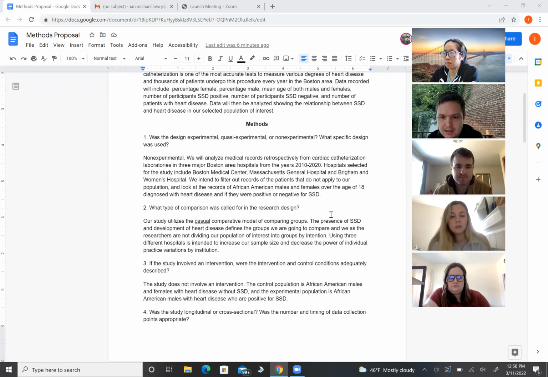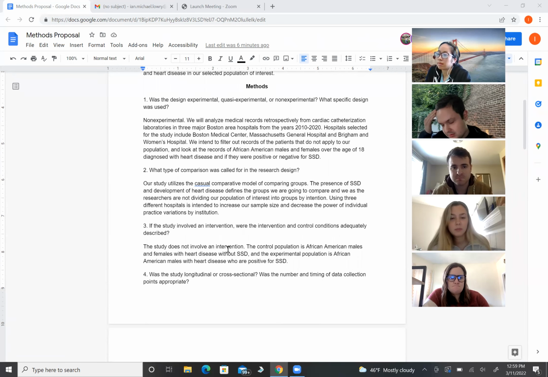We're merely gathering the data retrospectively from that 10-year period from those 3 institutions. Another reason that we're deciding to use 3 hospitals instead of just 1 hospital is to increase our sample size. And it's also to decrease the power of individual practices by institution. Every hospital, every cath lab is going to have its own way of doing business. So if we only looked at one hospital, we might get skewed data. So that's why we're using 3 to even out the differences. Does anyone have anything to add or discuss for that one?